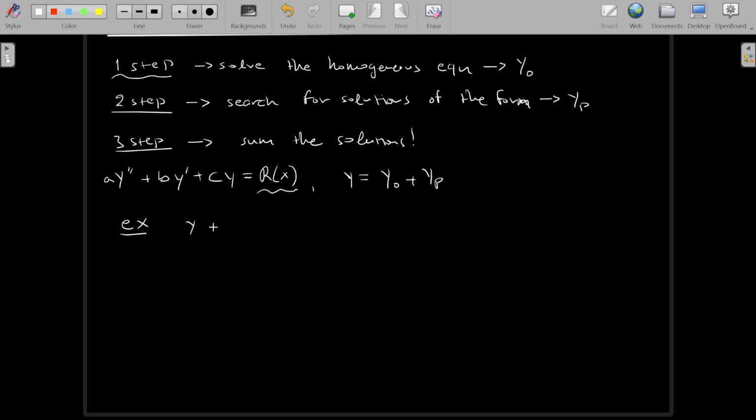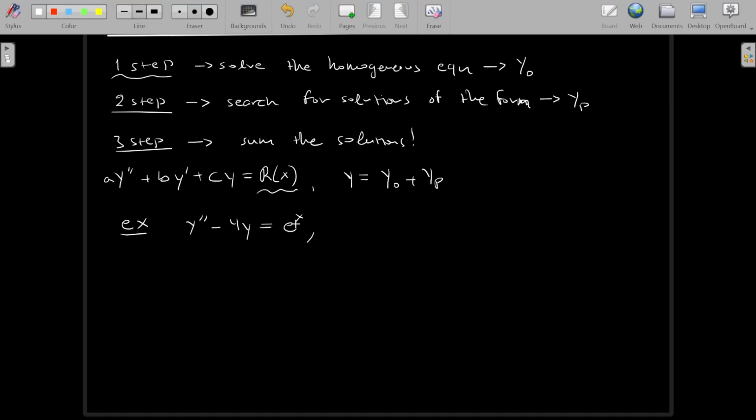So let's go ahead and say we have y double prime minus 4y is equal to e to the x. And last but not least, we'll see an example where all of what we said here is not going to work. And we'll see exactly why.